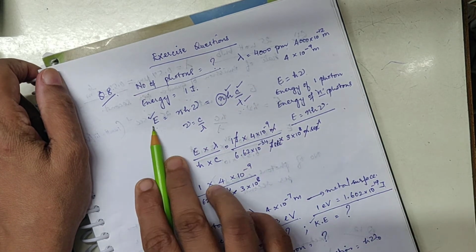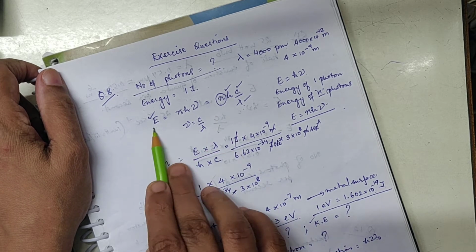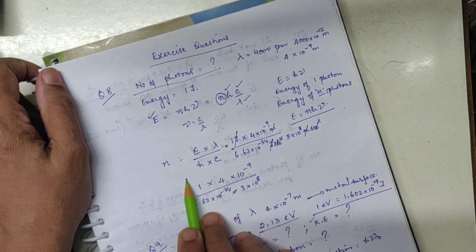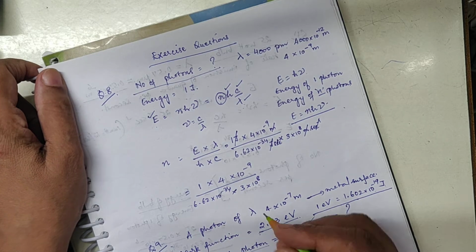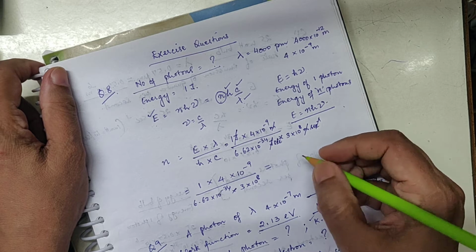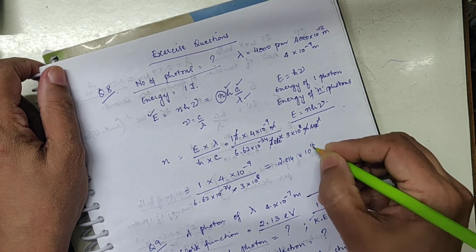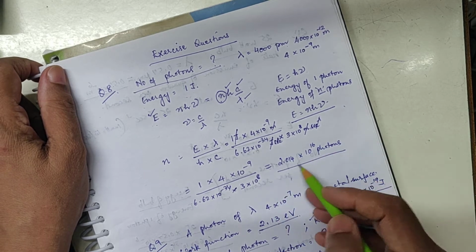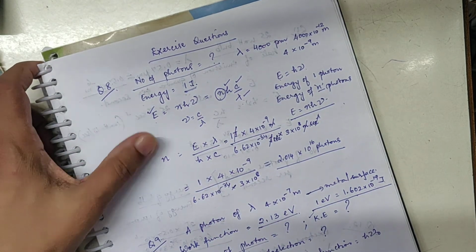So what is n from this equation? N is equal to E into lambda upon h into c. That is what I have given, and you will substitute all the values and find out the answer. The answer will come out to be 2.014 into 10 power 16 photons. So this many photons will give 1 joule of energy. So that is this question.